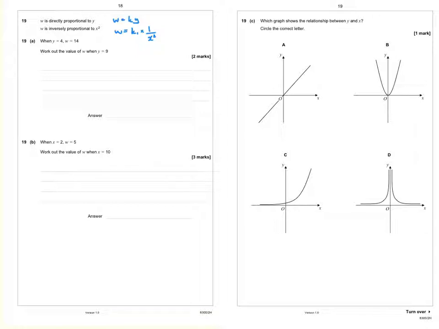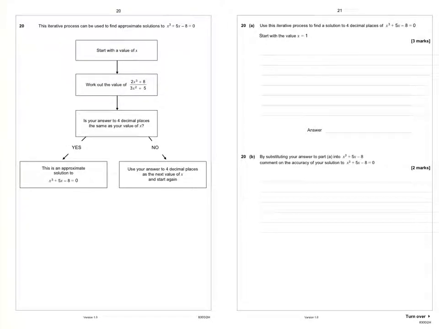Make sure y is the subject of your equation, and then you'll be able to decide quite easily which of these it is. Okay, so question 20 says, this iterative process can be used to find approximate solutions to x cubed plus 5x take away 8 equals 0. Okay, so the iterative process is here.